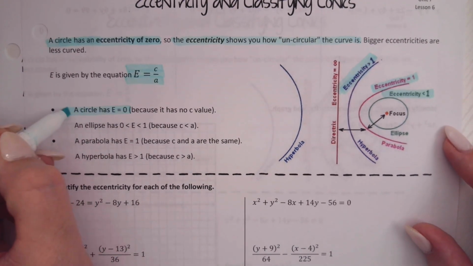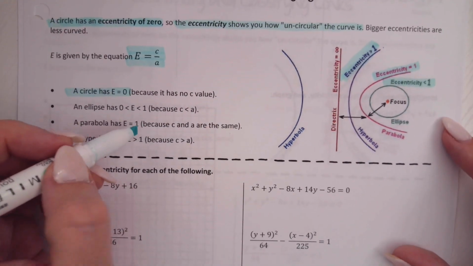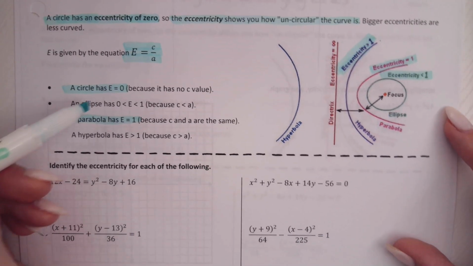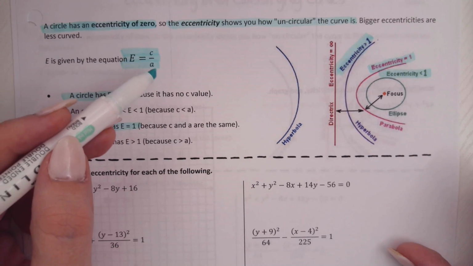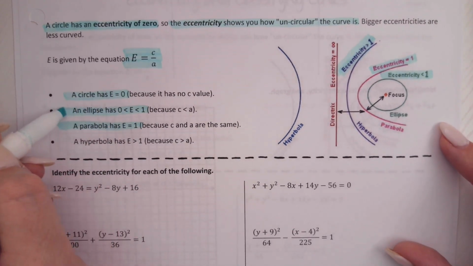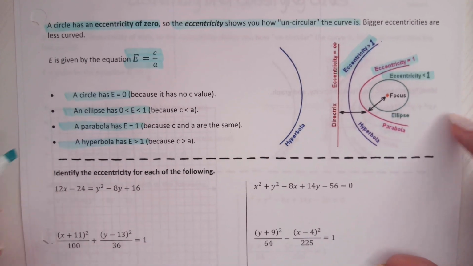Again, a circle has an eccentricity of 0. A parabola has an eccentricity of exactly 1. And then for an ellipse and a hyperbola, these are the two that we'll use our formula for. We'll take their C and divide it by their A value. And we get a number that's between 0 and 1 for an ellipse, and a number that's greater than 1 for a hyperbola.